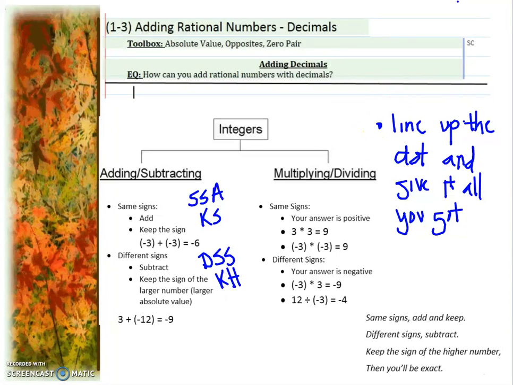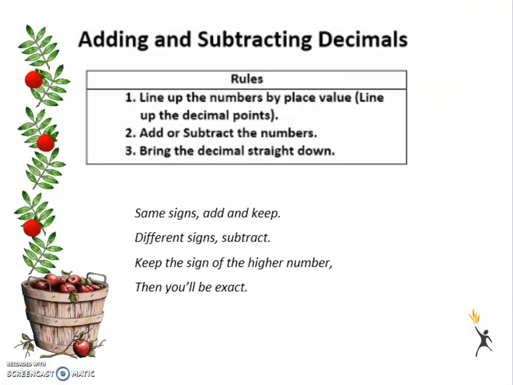All right, let's take a look at the first example. This is the same thing, same signs add, keep the sign, different signs subtract, and keep the higher absolute value. Got to line up the numbers by place value, add or subtract a number, and bring the decimals down.